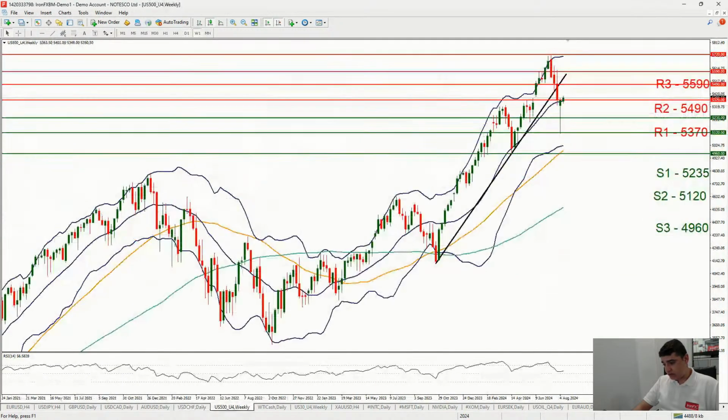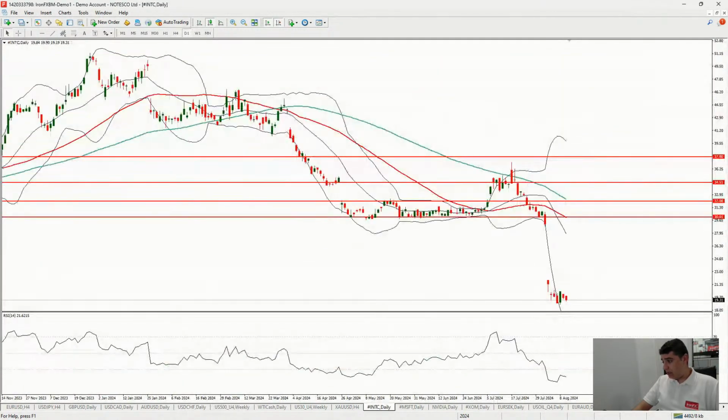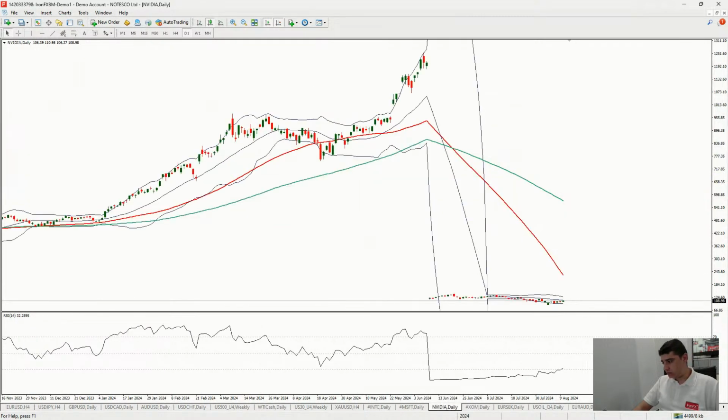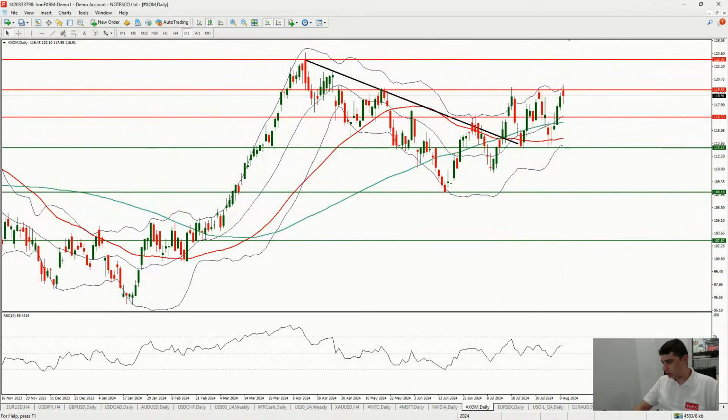GBP USD we've done. Intel, oof, that's bad in terms of their microchips. Still on fire. Nvidia, ExxonMobil, that's nice. It's bouncing off that 119.53 R2 resistance line. I'm going to be removing R1, and I'll show you why now.